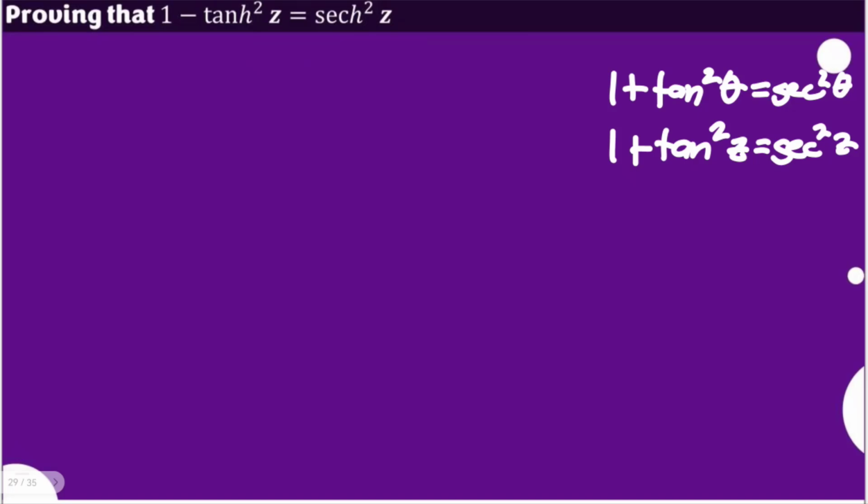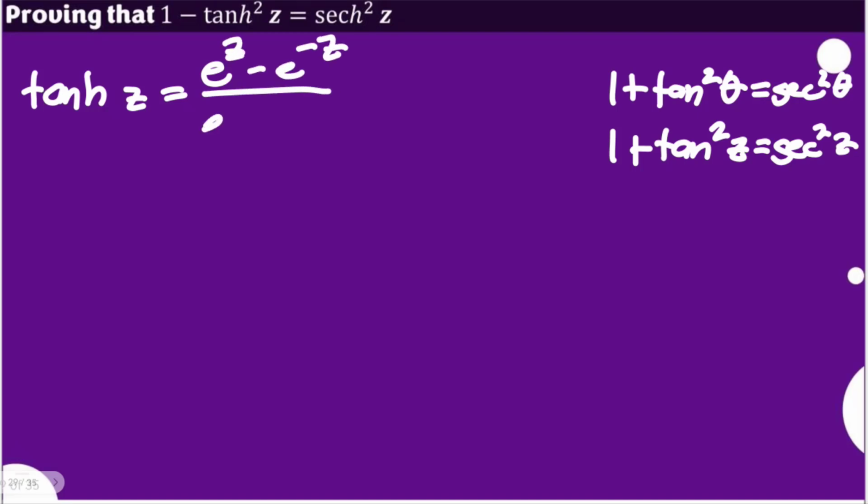Before we dig into that, let's not forget the forms for the hyperbolic functions of tangent and secant. For tangent first, the hyperbolic function of tangent is the ratio of the hyperbolic function for sine and the hyperbolic function for cosine. It's in this form: e to the power of z minus e to the power of negative z, all over e to the power of z plus e to the power of negative z. That's for the hyperbolic function of tangent z.